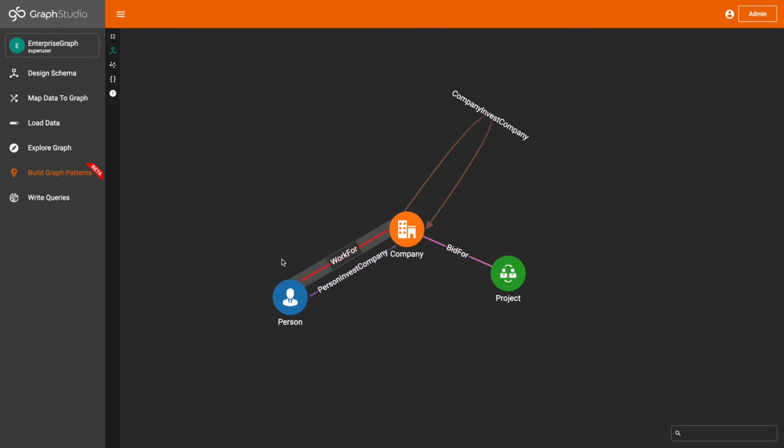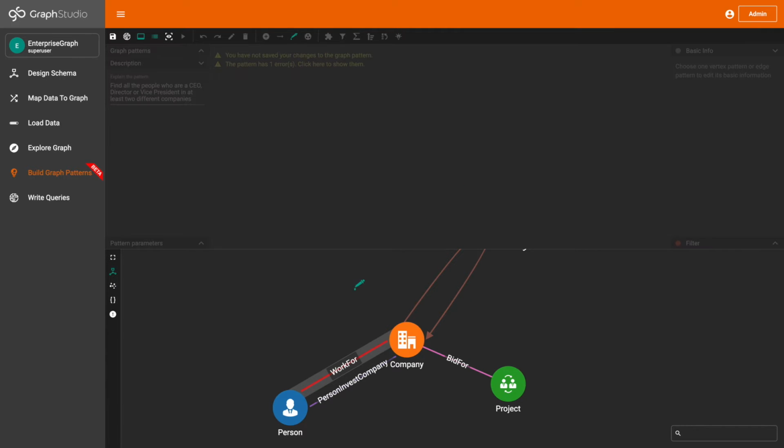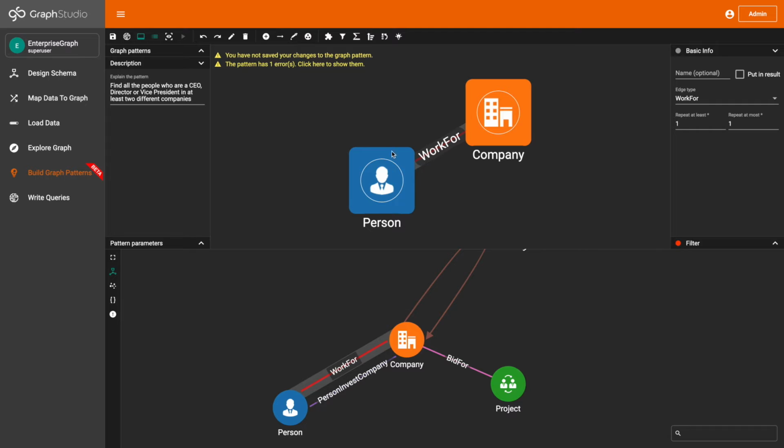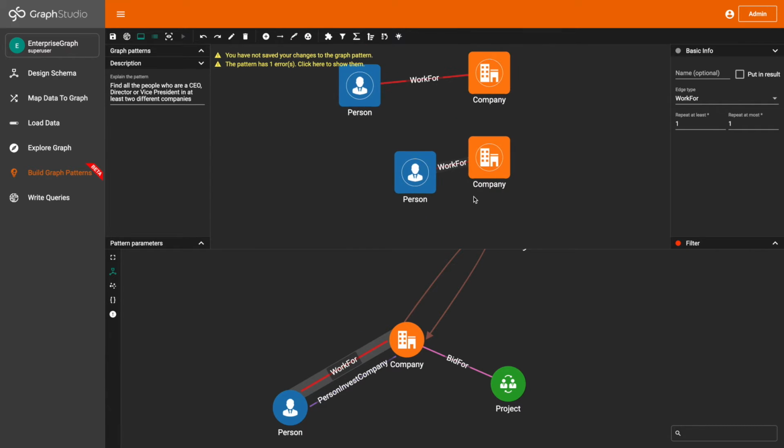So next I'm going to analyze the schema. So here's our schema. Here we have a person vertex, a company vertex, and a work for edge. And these are the edges and vertices we need in our visual pattern. I'm going to start creating the visual pattern and picking the vertex and edges that we need in our visual pattern.